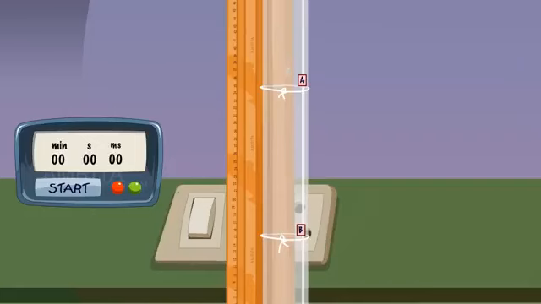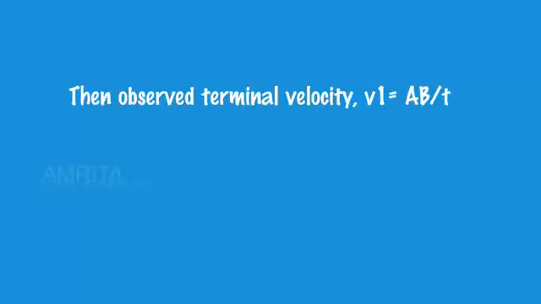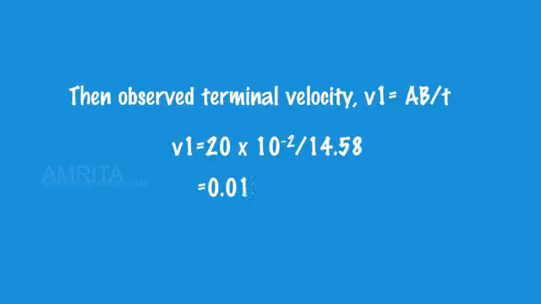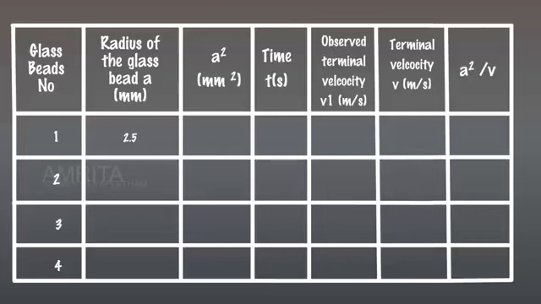A stopwatch is switched on when the bead crosses the point A and switched off when it leaves the point B. Note the time taken by the bead to travel the distance 20 centimeters. Then the observed terminal velocity of the bead can be calculated using the equation V1 is equal to AB divided by T. That is, V1 is equal to 20 into 10 raised to minus 2 divided by 14.58, which is equal to 0.013713 meters per second. Record the observed and calculated values in a tabular column.